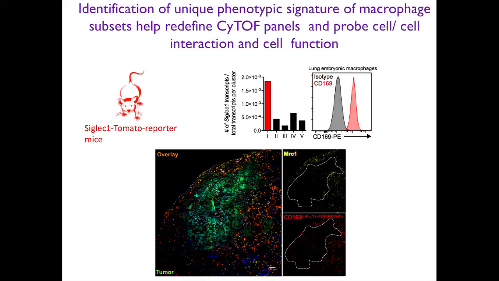And what we found is that these embryonic macrophages, in fact, accumulate around the tumor lesions, which was quite surprising to me because this embryonic macrophage should precede tumor development. And we thought that they would be completely intermingled in the tumor lesions.